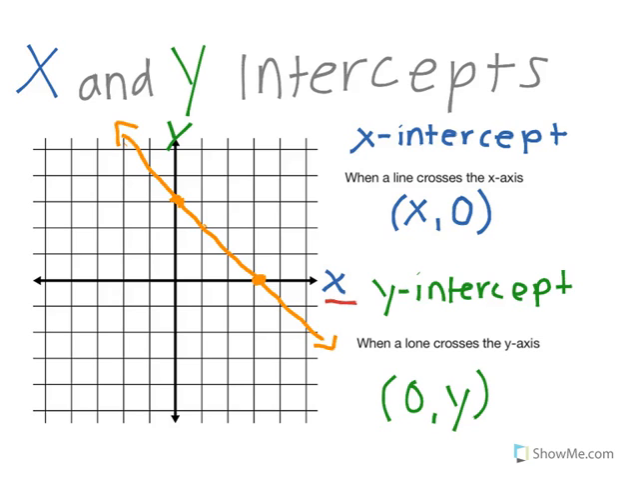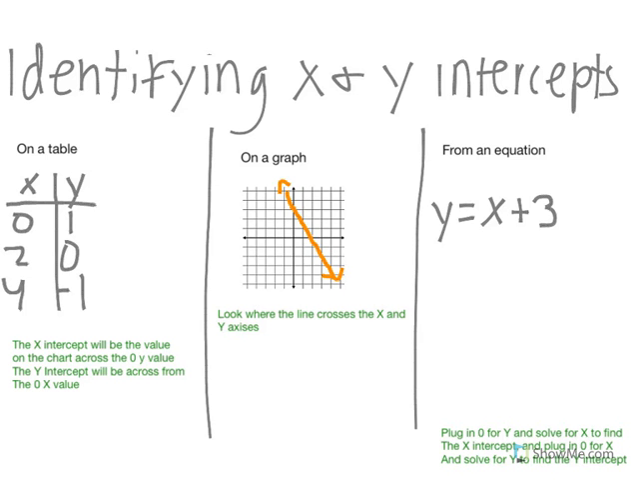And this is my x. This is my x-axis. This is my y-axis. Okie dokie. Now, there's 3 ways we can identify an x or y intercept: 1, on a table, 2, on a graph, or 3, from an equation.